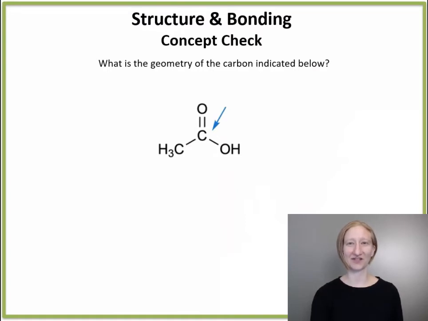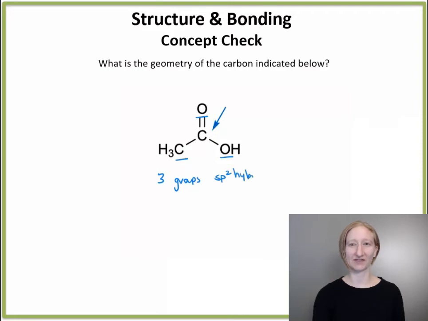Go ahead and pause your video and determine the geometry of the carbon indicated in the structure shown. Welcome back. The carbon indicated here has 3 groups around it, an oxygen, a methyl group, and an OH. So that carbon will be sp2 hybridized. It will have a trigonal planar geometry with 120-degree bond angles.